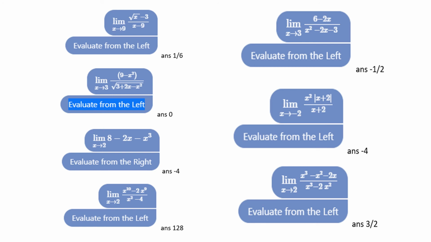And down the line, we also have an answer for the following. The limit of 8 minus 2x minus x cubed as x approaches 2 from the right is negative 4. And here we have the limit of x cubed minus x squared minus 2x all over x cubed minus 2x squared as x approaches 2 from the left is 3 over 2. And the last number here is the limit of x to the 10th minus 2x to the 9th all over x squared minus 4 as x approaches 2 from the left, which is equal to 128.